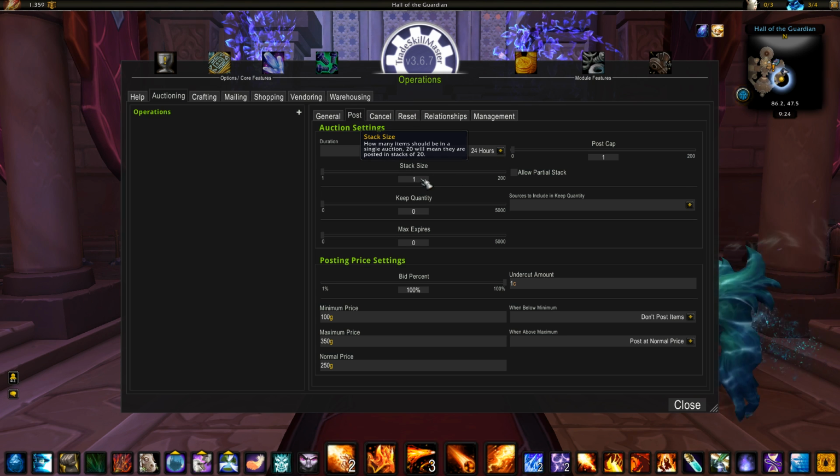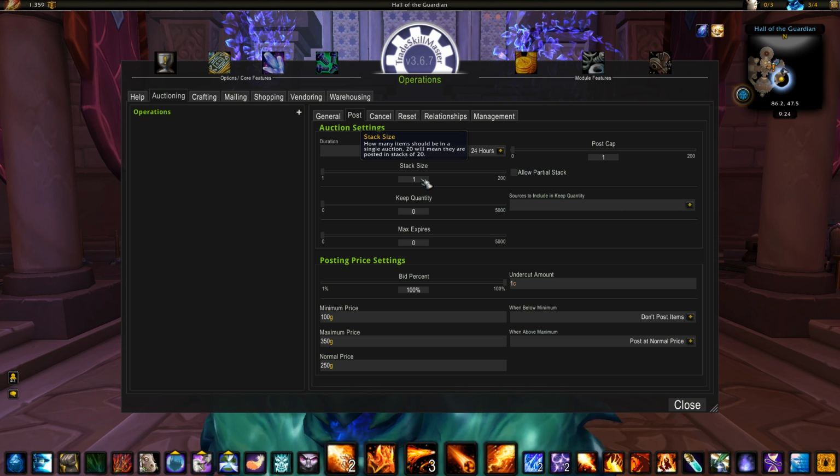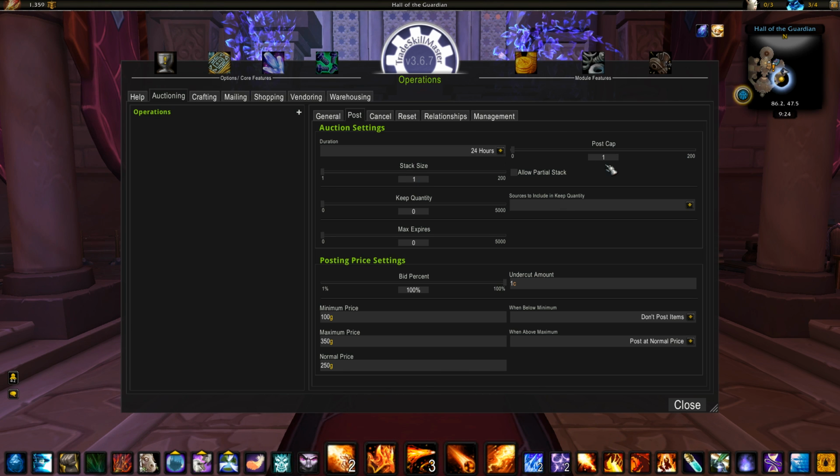Stack size: if you wanted to post 5 stacks of 20, you would put 20 in here and you would put 5 up here. If you wanted to post 10 singles, you would put 1 here and you would put 10 up here. So just make sure you understand what stack size and post cap is.